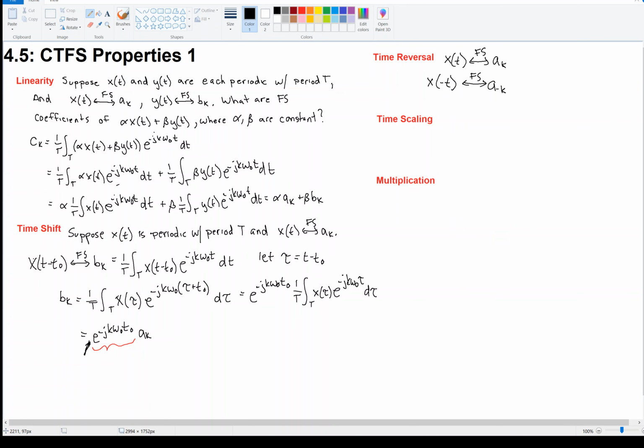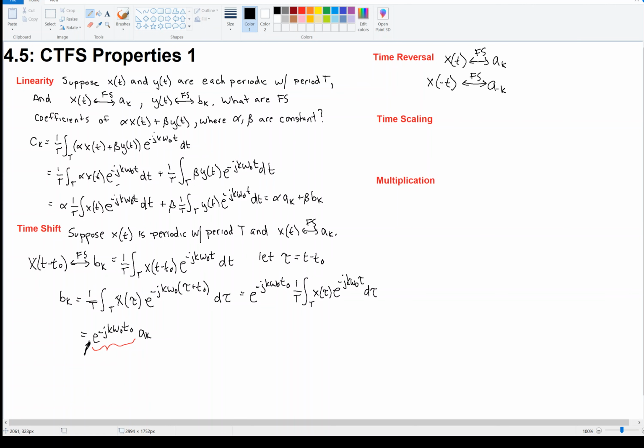And so there's an important consequence to this. If x of t is even, that means when I flip it, it doesn't change. Well, then that means the Fourier series coefficients are also even. Okay? And if x of t is odd, that means the Fourier series coefficients are also odd. It has the same symmetry as x of t. Interesting.